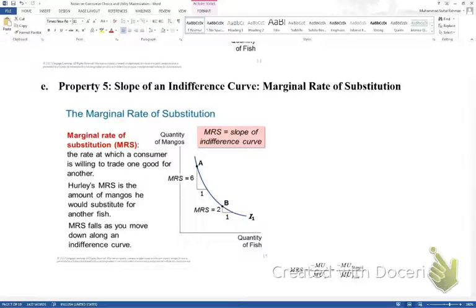Let me take that back in a minute. There is a mistake here. I want to clarify that mistake.